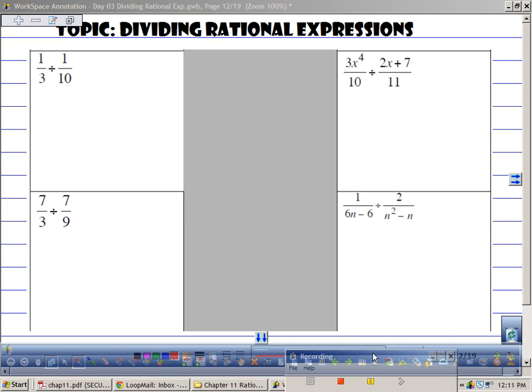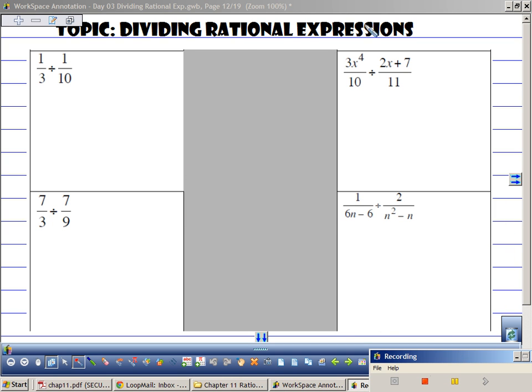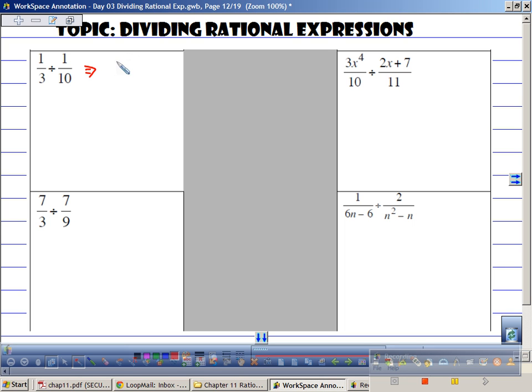Okay, so let's continue on, but this time we're going to be dividing rational expressions. So, 1/3 divided by 1/10 can also be written as 1/3, and the inverse of division is multiplication. And if we take the inverse of this, I need to take the inverse of this, which is 10/1. I can't factor anything here, so I just simply have 10/3.